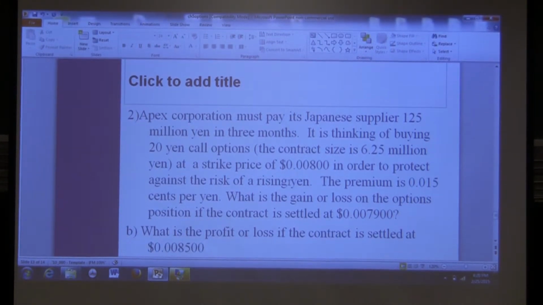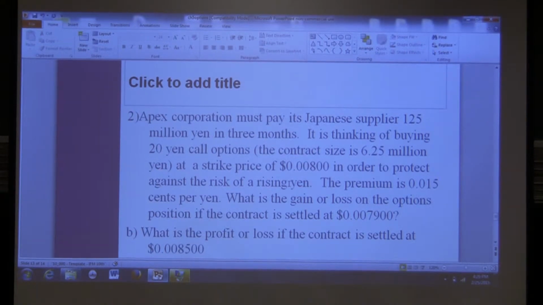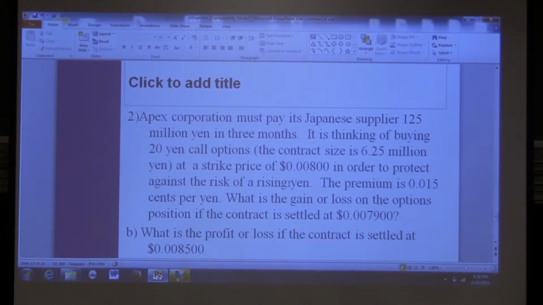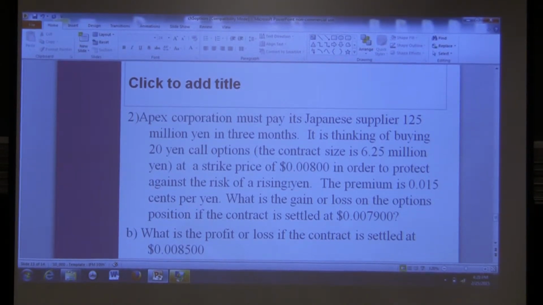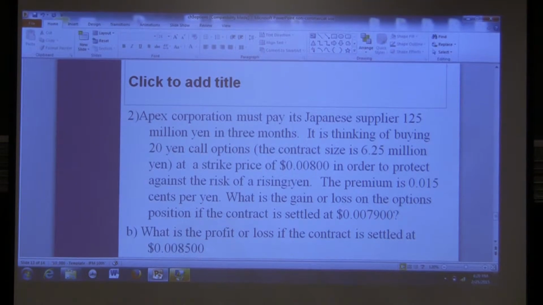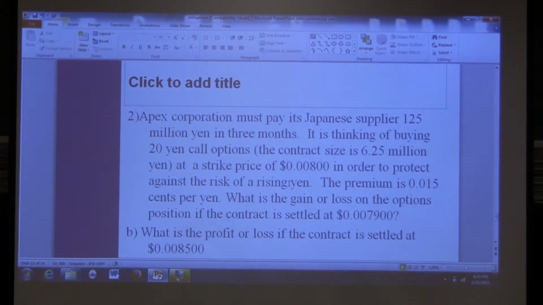Now, the second part, part B. What is the profit and loss if the contract is settled at 0.0085? What do you think? So at 0.0085, do you exercise or not? You will exercise, isn't it? Because in this case, the strike price is 0.0080, which means that it's going to be profitable to exercise.